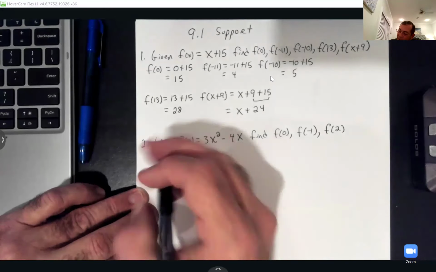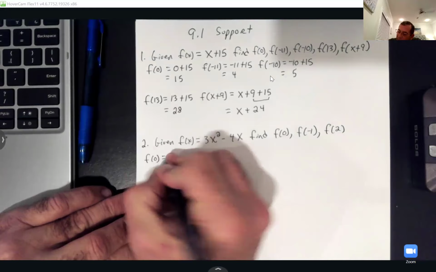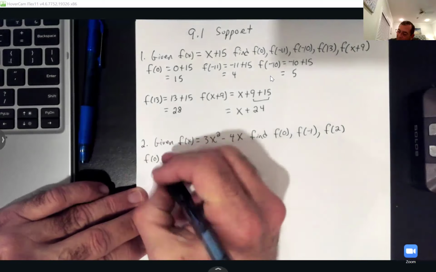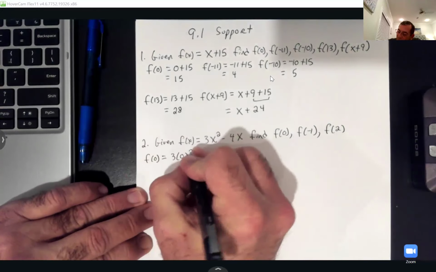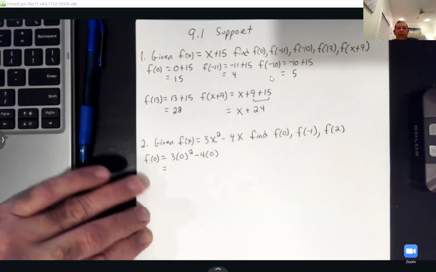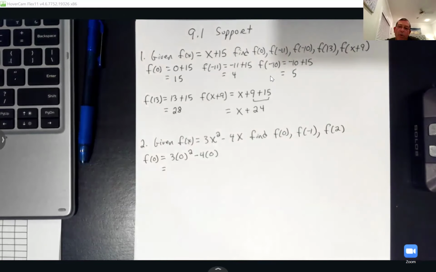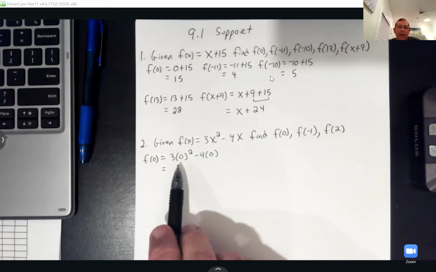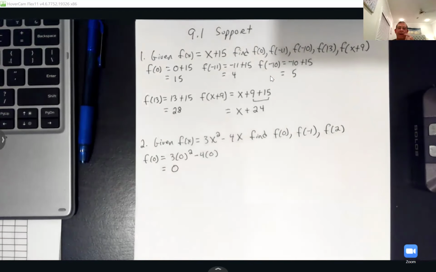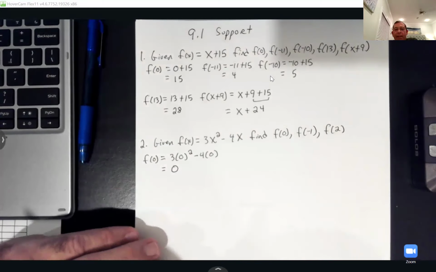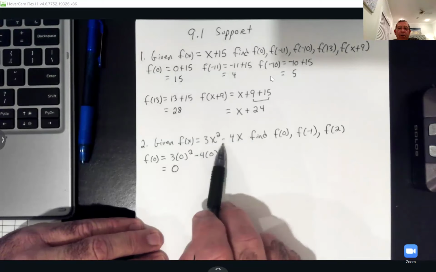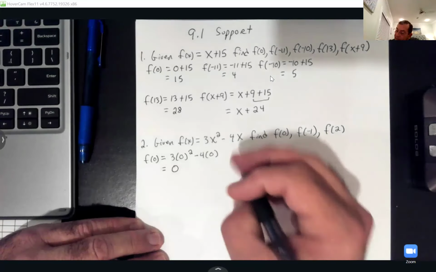All right, so let's start with f of 0. Now, I got 2 x's here. So for every x, I'm putting a 0. So I'm going to have 3 times 0 squared minus 4 times 0. So y'all, everything's being multiplied by zeros on this. And I'm going to have a 0 minus a 0, which is a big 0. So if you're ever finding f of 0 and you got an x in every one of the terms, it will always equal 0, okay?